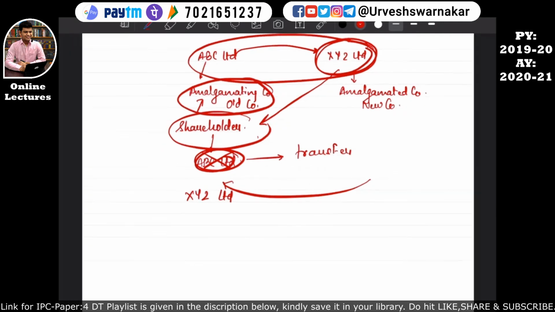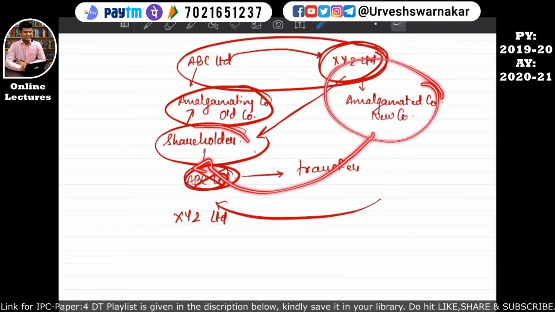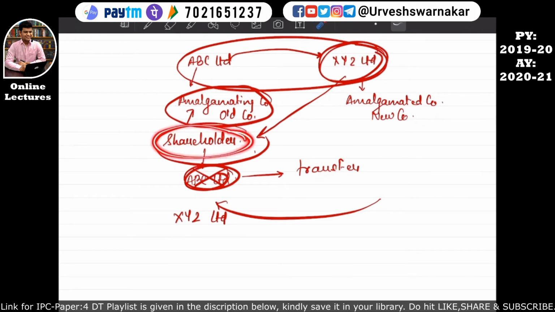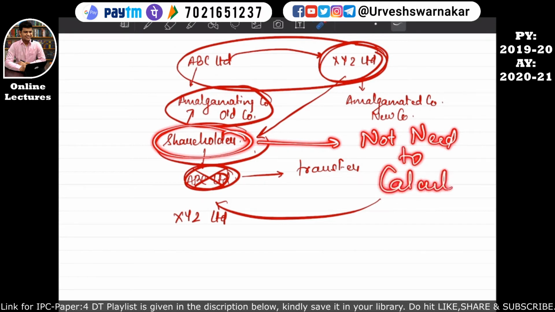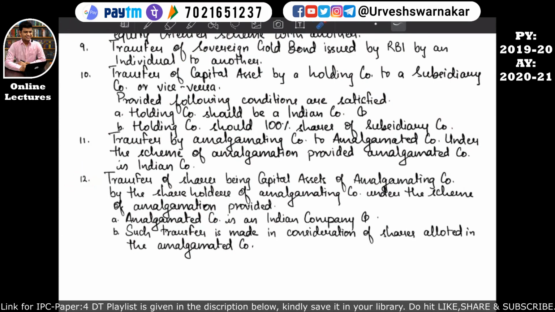Okay, provided this XYZ Limited, that is the amalgamated company, is an Indian company. Okay, and this amalgamated company is giving new shares to the shareholders of the old company, then these shareholders will not need to calculate capital gain. I hope this is quite clear to you all now. Okay, so I hope you all have understood this point number 12 now. Transfer of shares being the capital assets of the amalgamating company held by the shareholders of the amalgamating company under the scheme of amalgamation, provided amalgamated company is an Indian company and such transfer is made in consideration of the shares allotted in the amalgamated company. I hope this is quite clear to you all now.